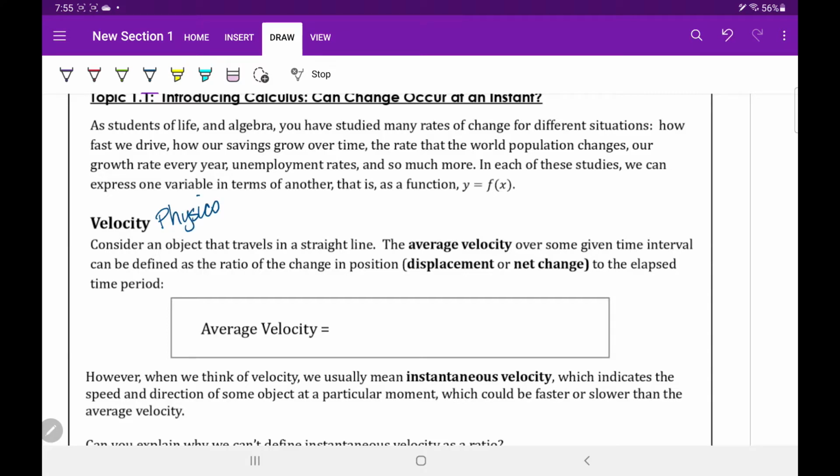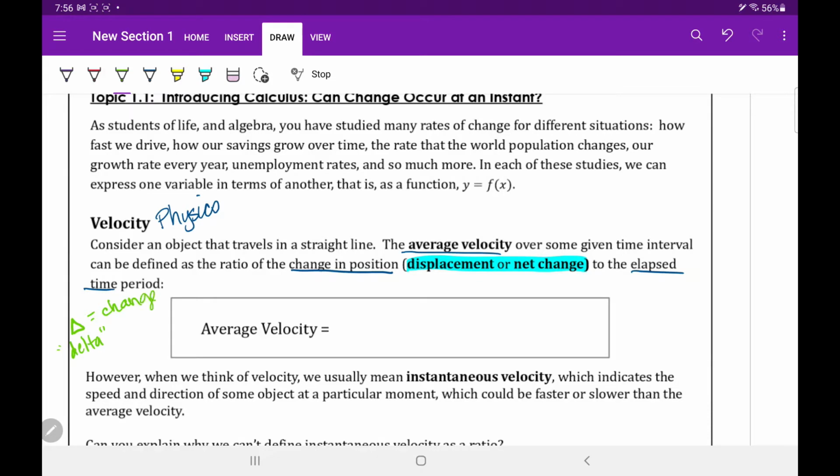And we're going to consider an object that travels in a straight line. The average velocity over some given time interval can be defined as the ratio of the change in position, so here we have change in position, to the elapsed time period, which, think about it, elapsed time would be like the change in time. And do note these two keywords, displacement or net change is another way to say change in position. I want to introduce a symbol to you in case you're not familiar. This triangle, we say delta. It's a Greek letter delta, and it means change.